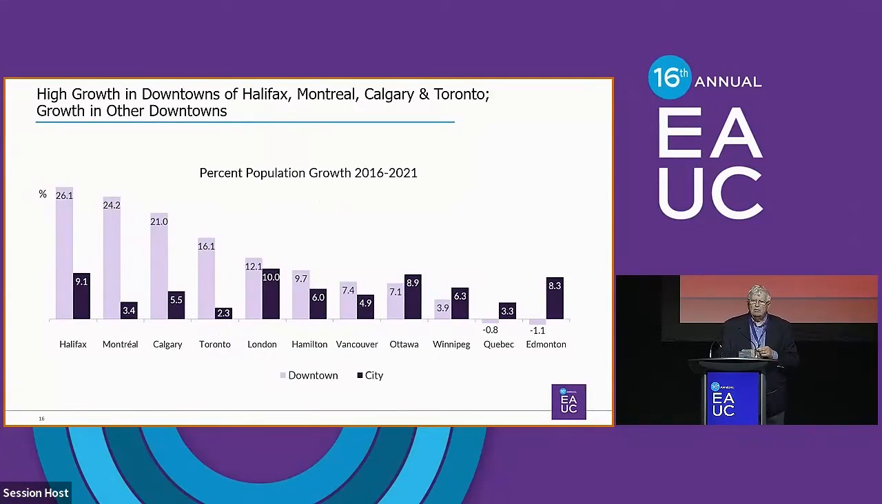The other area where we've seen a lot of growth is in the downtowns of our big cities. You can see extremely high growth in Halifax, Montreal, Calgary, and Toronto in the downtown areas. All of those condos that are around us here are certainly fueling growth. Not all urban areas had growth in the downtown; there was a little bit of a decline in Quebec City as well as in Edmonton.